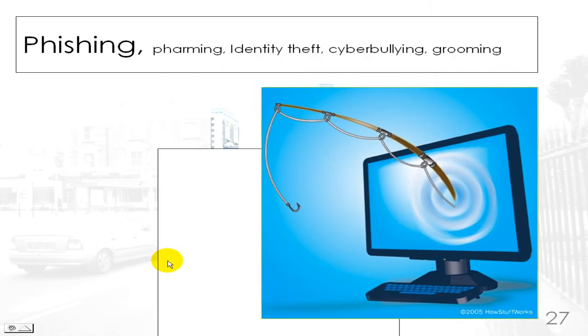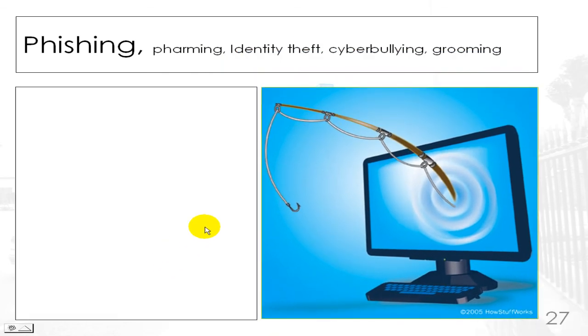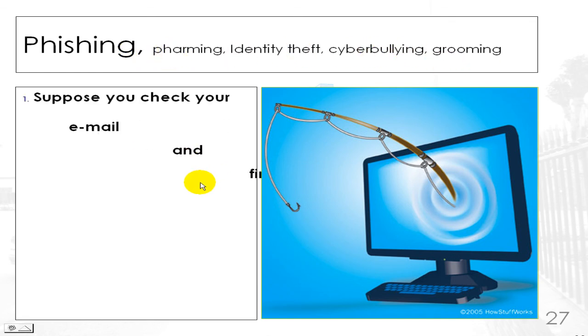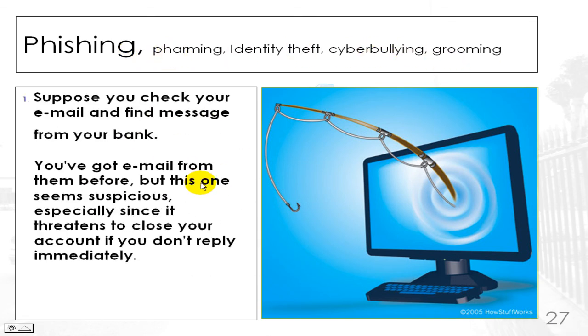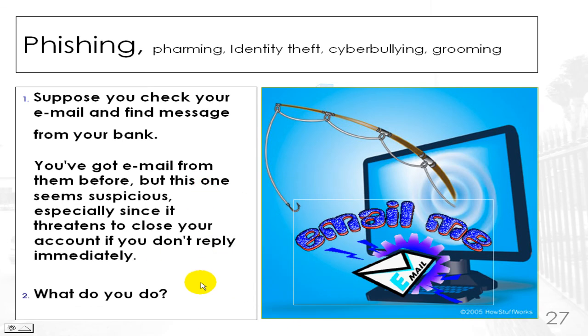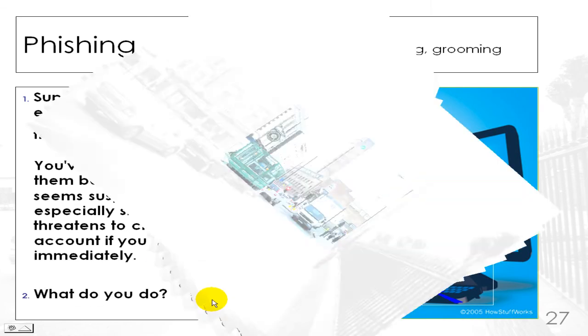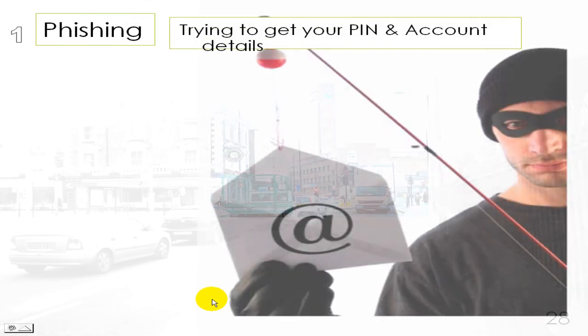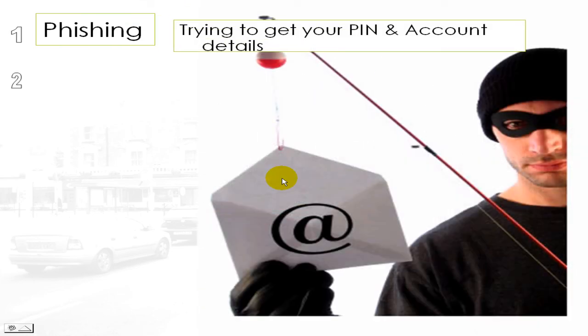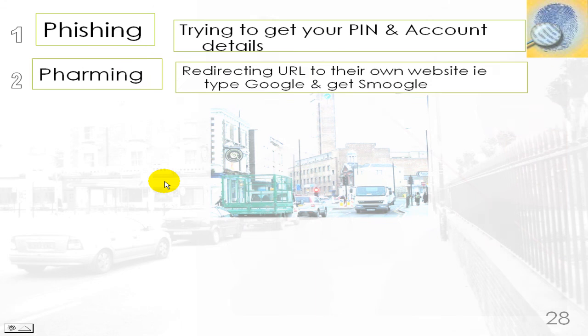Here are 5 more. Phishing, pharming, identity theft, cyberbullying and grooming. There are 5 types. You check your email and get a letter from the bank, at least you think it's from the bank. They ask for your details and then steal your money. Alright, so they're after your PIN number. Don't take that. Next one.